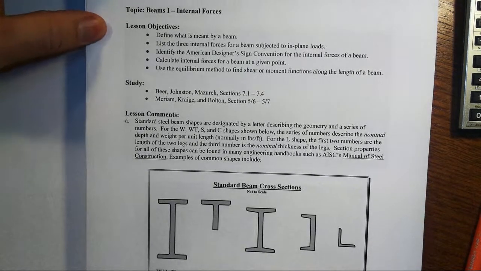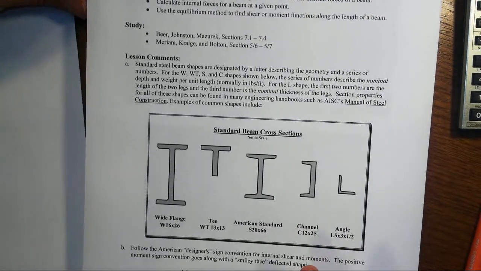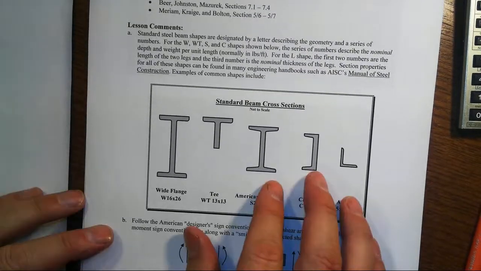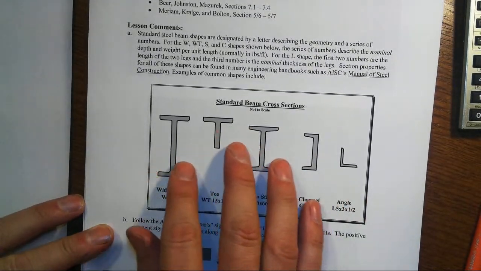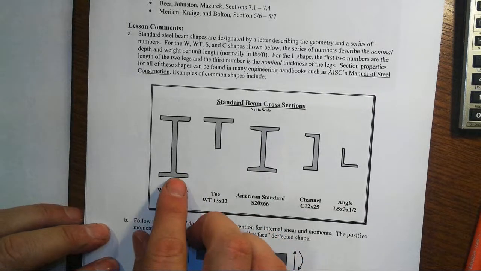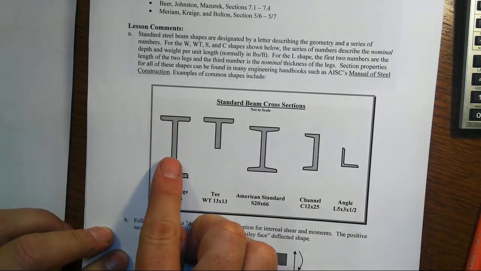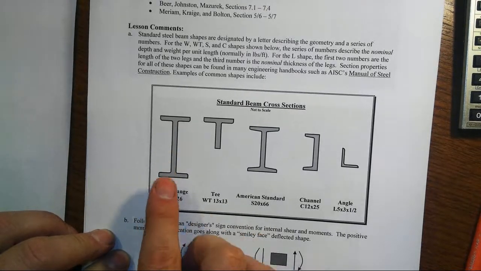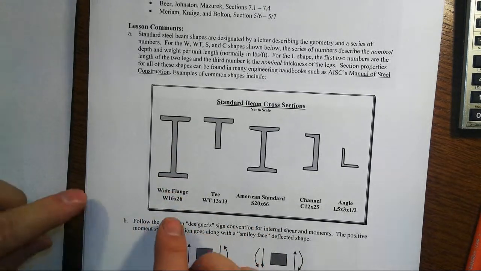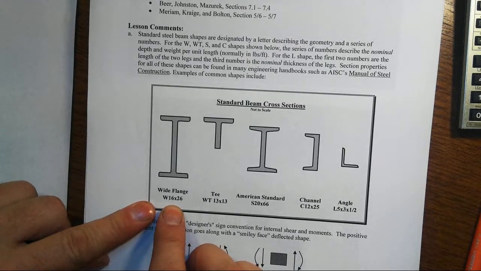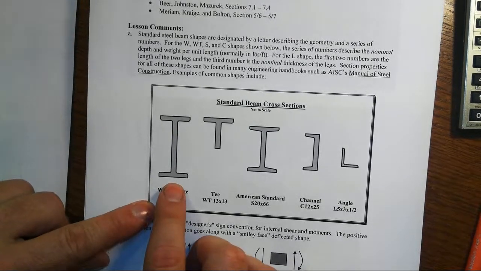one of the first things we have to start thinking about are real cross sections of the members. So when we cut a long structural member and we look at the face of what we just cut, there you go. There's a typical wide flange shape. The alphanumeric in the US is that a W stands for wide flange.